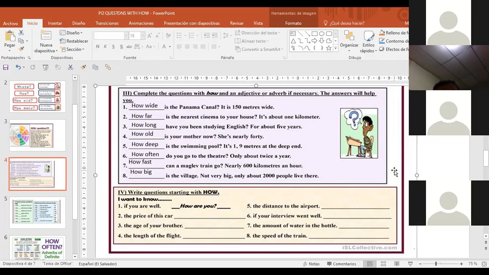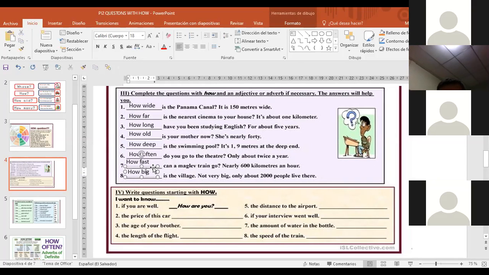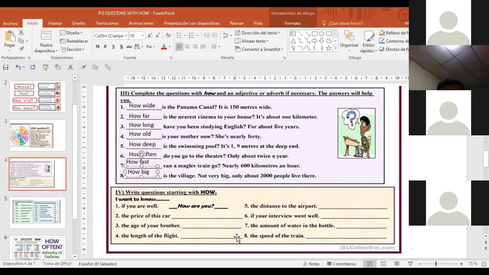It says write questions starting with how. I want to know if you are well. If you are well, what do you have to say? How are you? How are you today? And what about if I want to know the price of this car? Okay, what do you do? What should be the right question there?